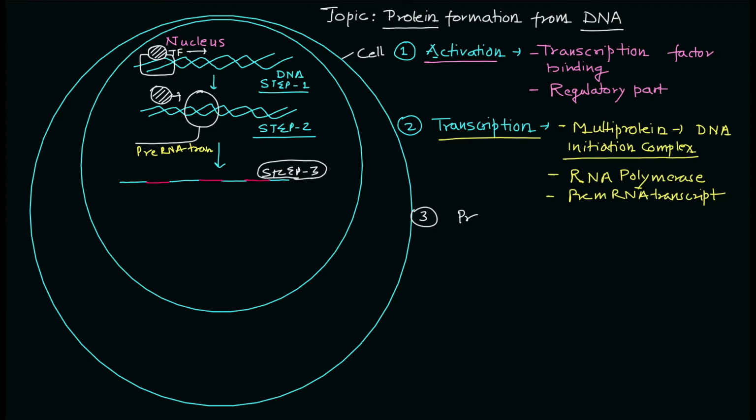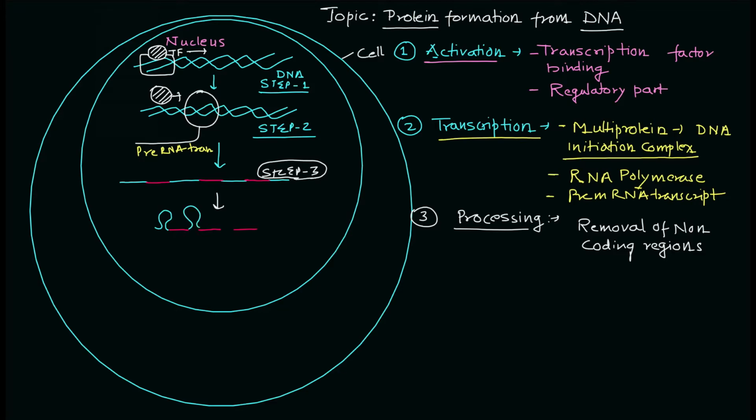So step three is the processing. In the processing, you'll have the removal of the non-coding regions. Here, the non-coding region is the blue region. So the blue region will be basically removed from that preRNA transcript. As you can see, I'm showing you the transcript where the blue region is getting removed, and you'll have the mRNA molecule. The mRNA molecule will further move to the cytosol.